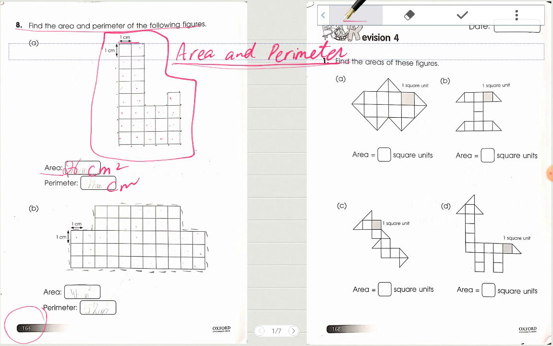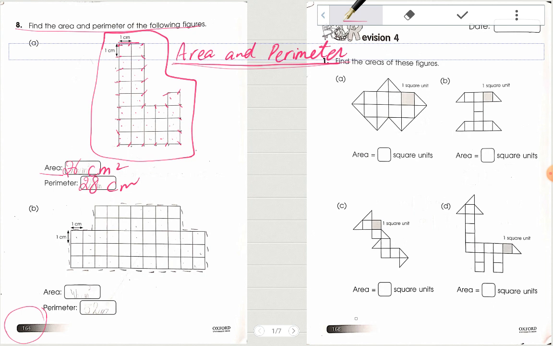Now to find out the perimeter, from this point to this point, this is 1 centimeter, 2 centimeter, 3, 4, 5, 6, 7, 8, 9, 10, 11, 12, 13, 14, 15, 16, 17, 18, 19, 20, 21, 22, 23, 24, 25, 26, 27 and 28. So total outer side of the squares, that is 28 centimeter.